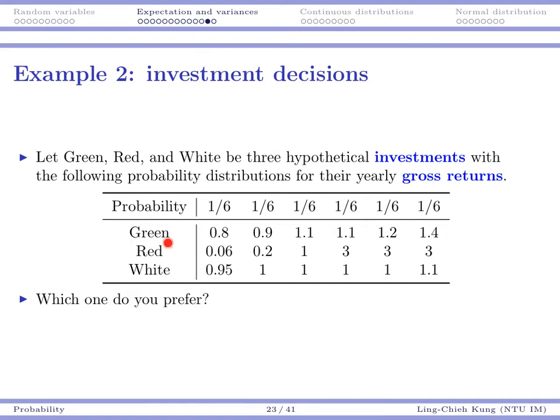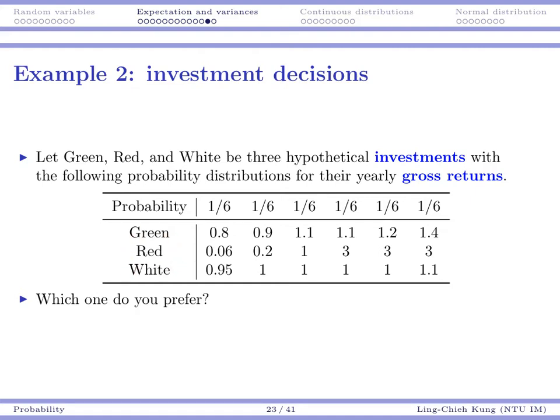Okay, so for the green investment, each of the outcomes has probability 1/6, and with probability 1/6, I get 80% back after 1 year. With probability 1/6, I get 90% back after 1 year. So with some probabilities, I'm going to earn 10%, 10%, or 20%, and so on.